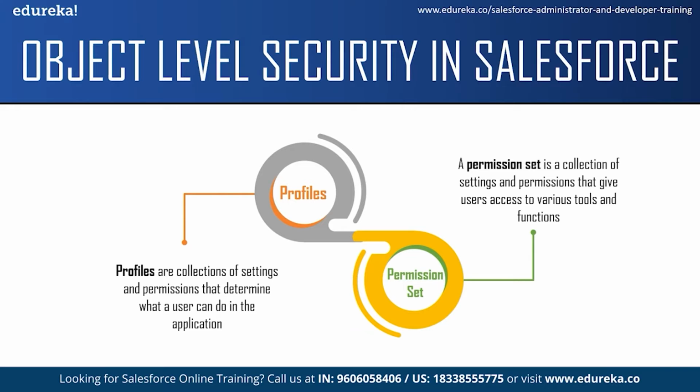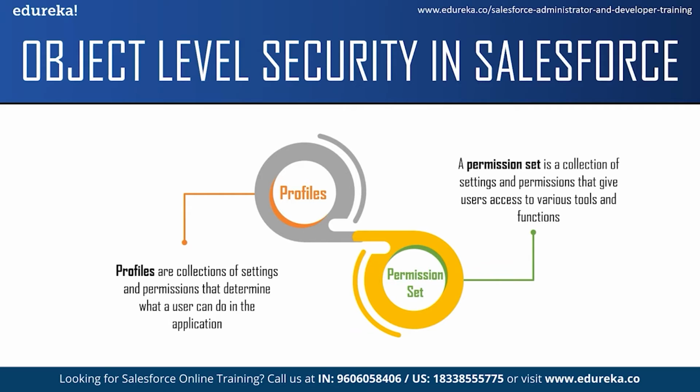Let me give you an example so you can understand this better. Let's say you have several users who must delete and transfer the leads, but according to the profile, they cannot delete and transfer the leads. So you can create a permission set based on the task so that the user can perform the task of deleting and transferring the leads.